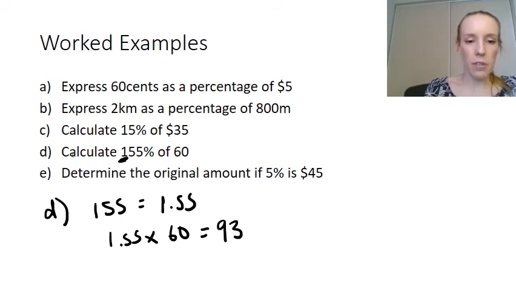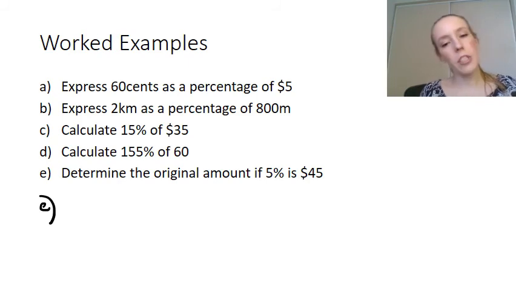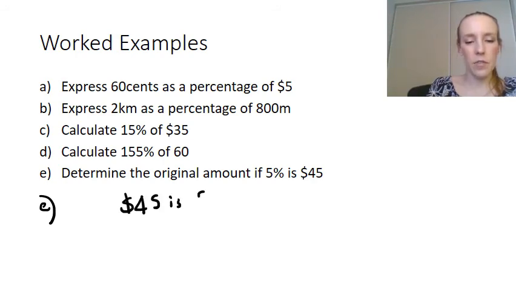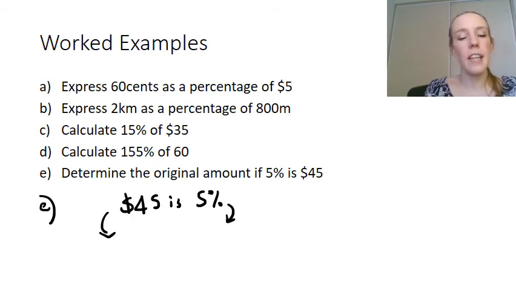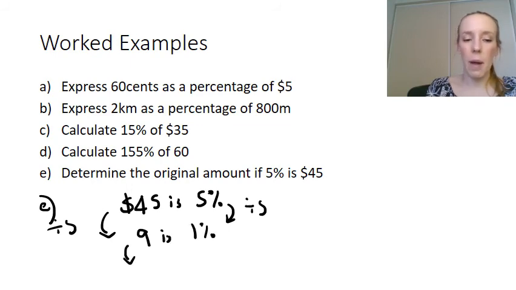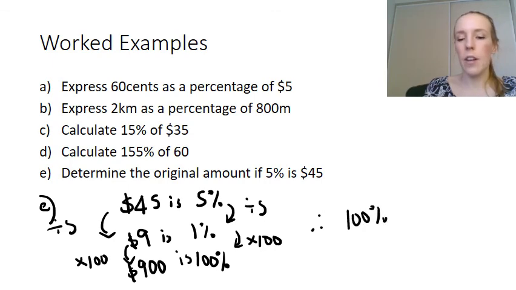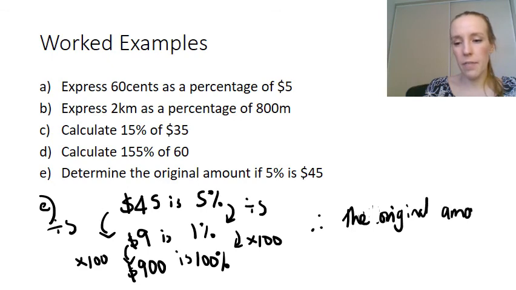Okay, so then we're on to E. Determine the original amount if 5% is $45. So $45 is 5%, so I'm going to work out what 1% is. I'm going to use the unitary method, so I'm going to divide by 5, so 9 is 1%, and then times by 100 to find out what 100% is. So 9 times 100 is $900. So $900 is 100%. Oh, the original amount, sorry. That's what the question asked us to find, the original amount. So therefore, the original amount is $900. There we go.